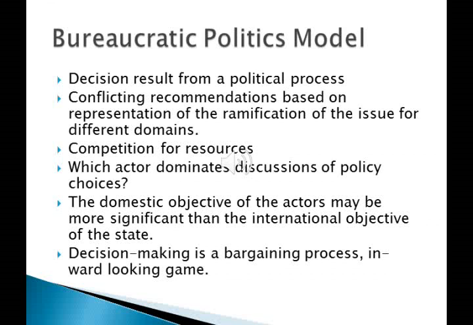So here, which actor dominates discussion of the foreign policy choice? The domestic objective of the actor may be more significant than the international objective of the government. The bureaucratic politics is a bargaining process and it's inward looking. Inward looking game is like, who would win? Is it the Department of Labor? Is it the Department of Homeland Security? Is it Congress? Who would win? We are looking inside for the competition between institutions more than we are looking at the outside national interest of the state.